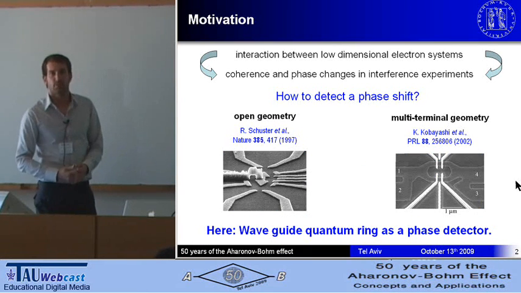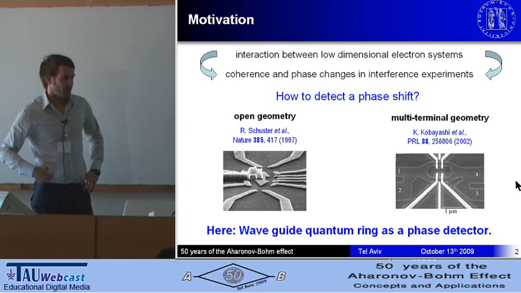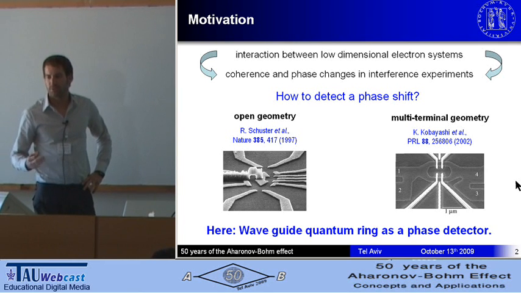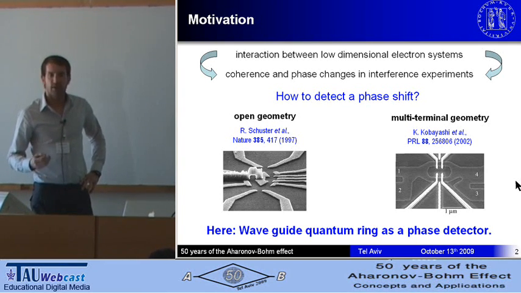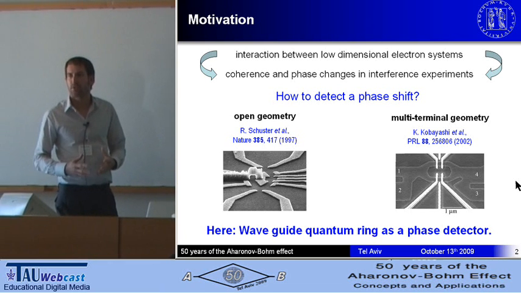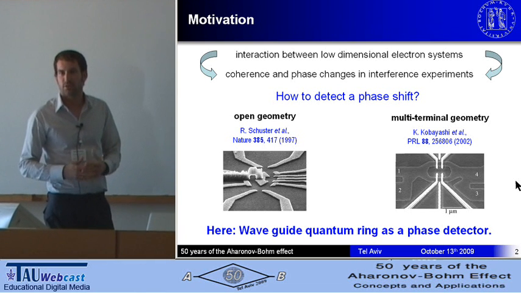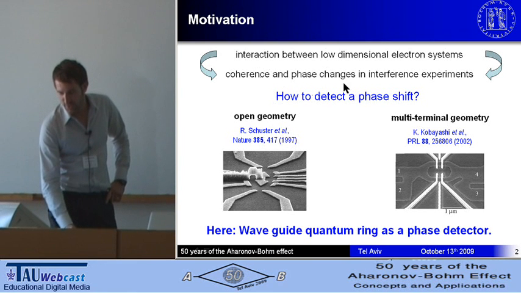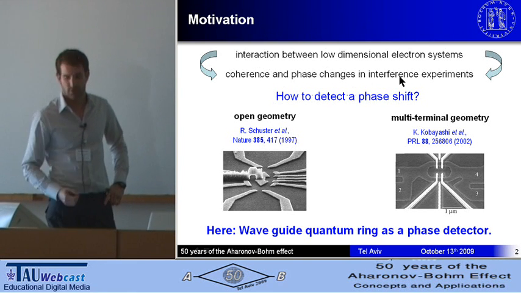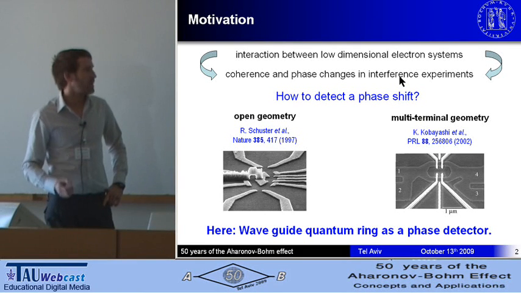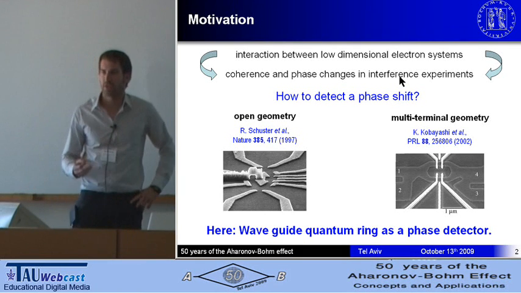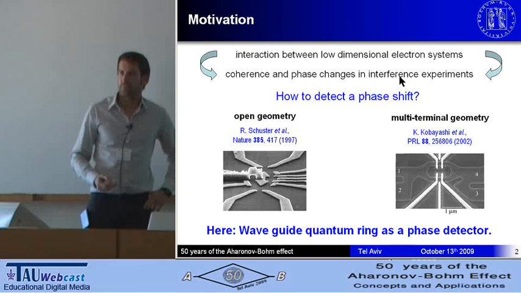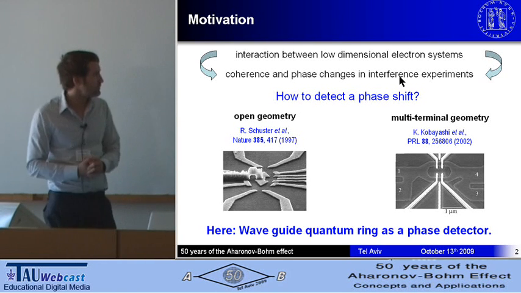To begin with, I would like to motivate this. One fundamental aspect of mesoscopic physics today is to study the interaction effects between different low-dimensional electron systems. To study these interaction effects means to study coherence and phase changes induced by these interactions. The question that arises then is, how can we detect such a phase shift? There are possibilities, and I pointed out two.